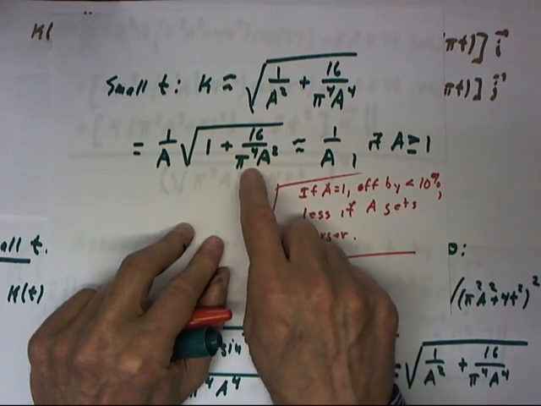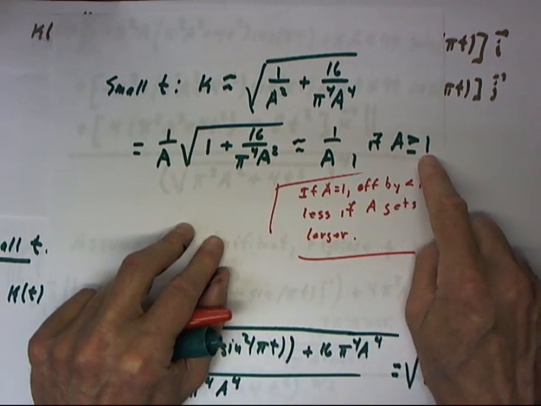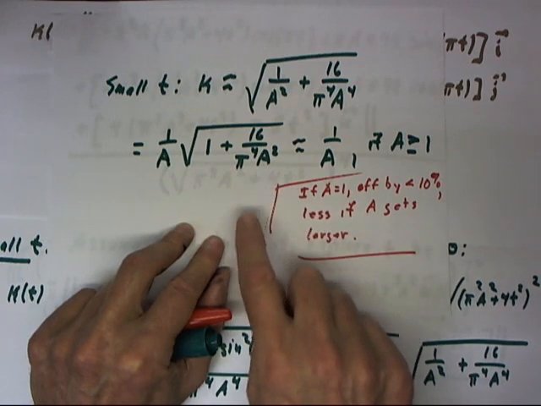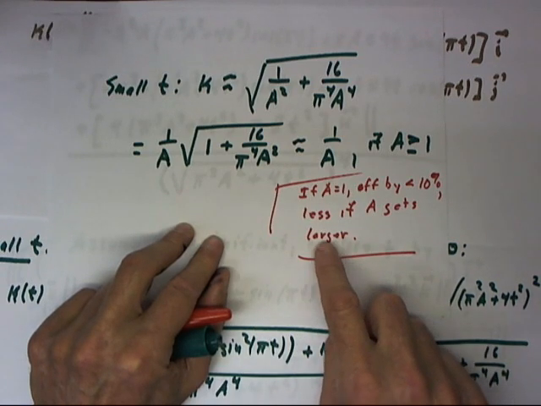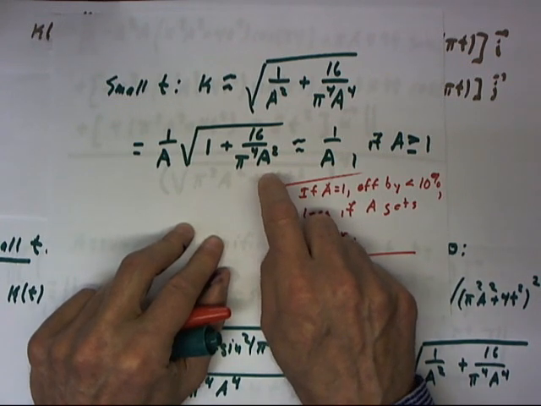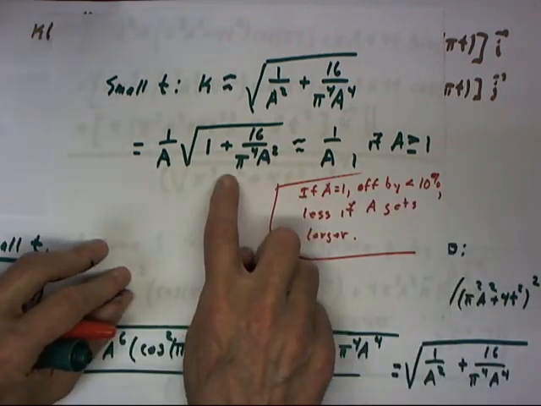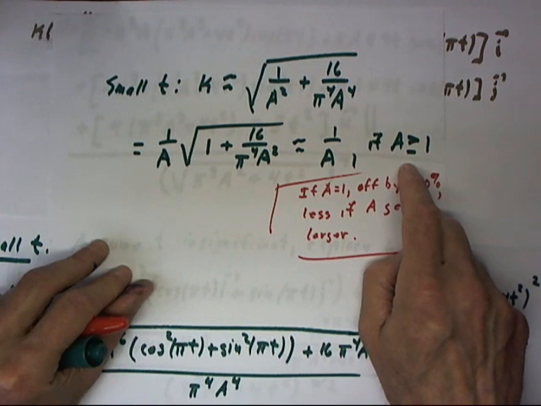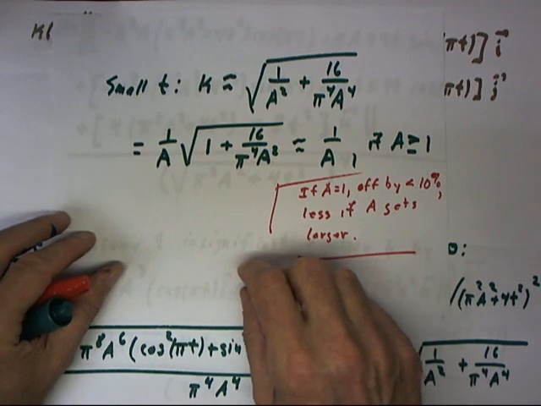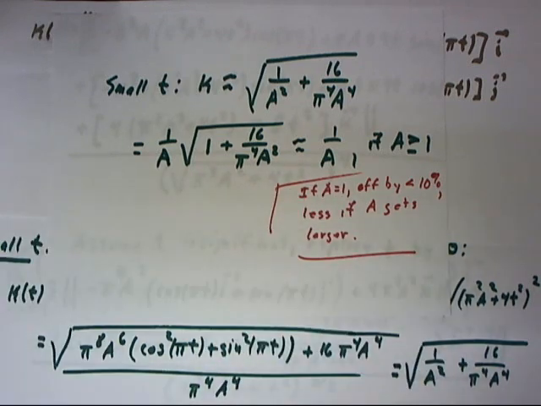The square root of this number is less than 1.1, meaning that this approximation can be off by at most 10% if a is greater than or equal to 1. And if a gets larger, of course, this term gets a lot smaller, and the approximation gets better and better as the radius of the curve increases. So the bigger a is, the better this approximation. But as long as a is at least 1, the approximation is pretty good, and our curvature is pretty much equal to the curvature of the circle that we'd have if we didn't have the k component.